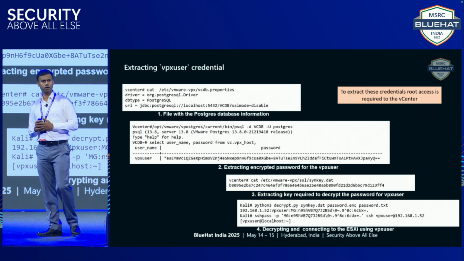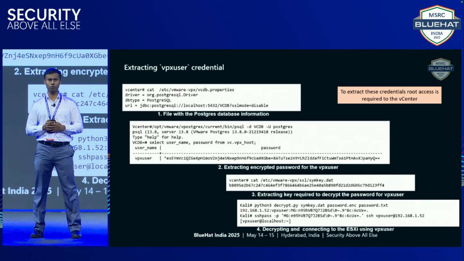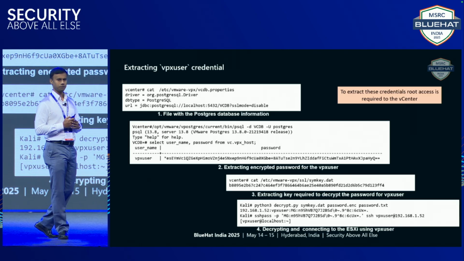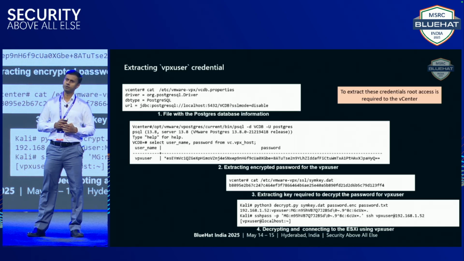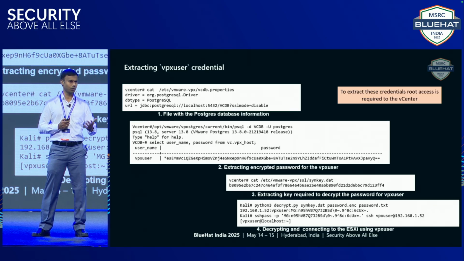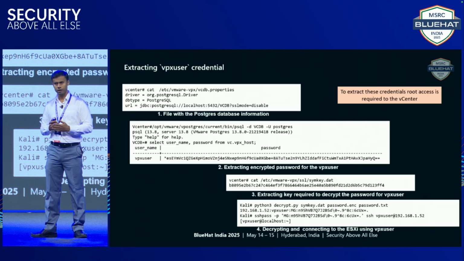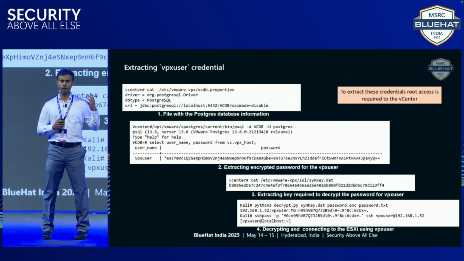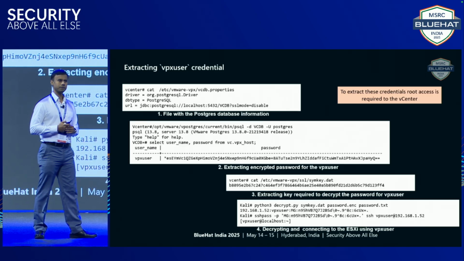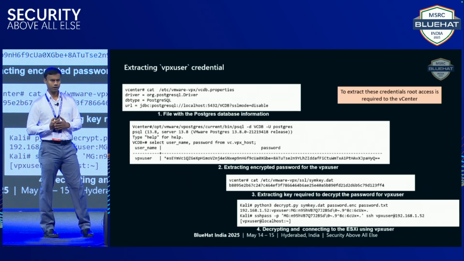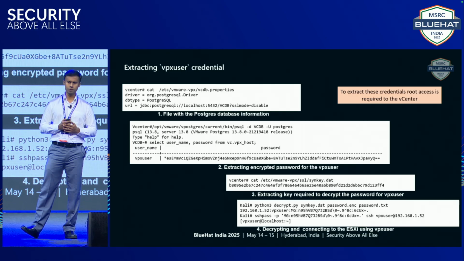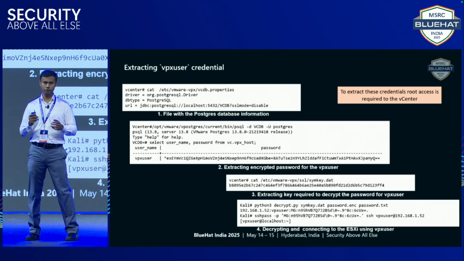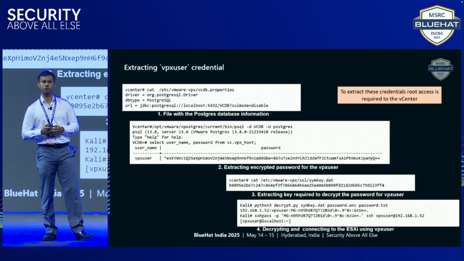So another example of how I extracted vpxuser account credential from vCenter. As a first step, you can access a file called vcdb.properties. So this will give you details about the PostgreSQL database. And then you can connect to the PostgreSQL database. You can retrieve the encrypted password, leverage the decryption key from symkey.dat. With all these details, you can access some public decryption tools, and you can decrypt the password. Now, with these credentials, you can log into the ESXi host and maintain the administrator privileges.